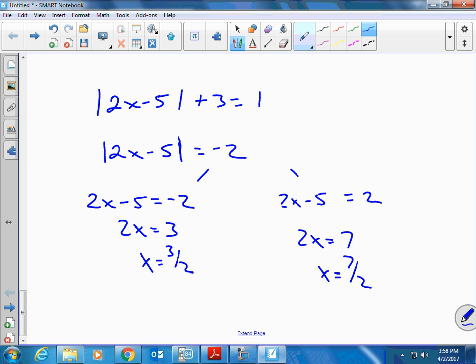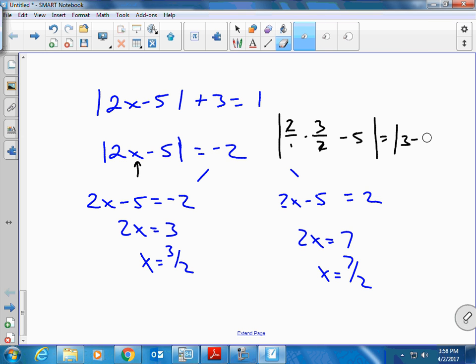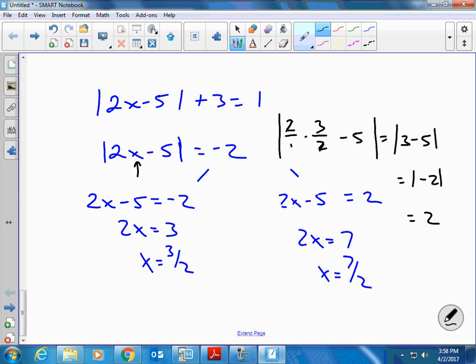What happens? So I'm going to take the 3 halves. And I have 2 over 1 times 3 over 2 minus 5, absolute value. Right? I plugged in 3 halves right there. These 2's cancel, and I end up with the absolute value of 3 minus 5. But 3 minus 5 is a negative 2, and I get the absolute value of a negative 2, which is positive 2. We wanted it to be a negative 2. The answer I found didn't work.